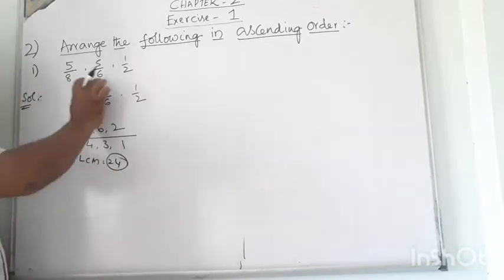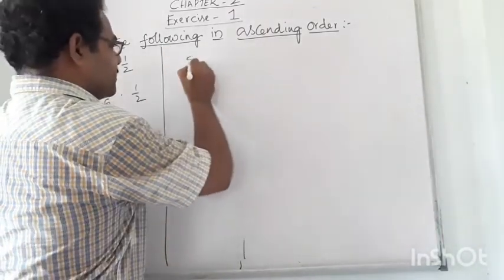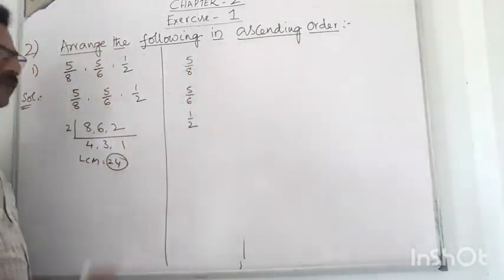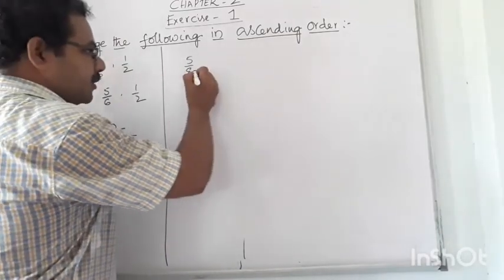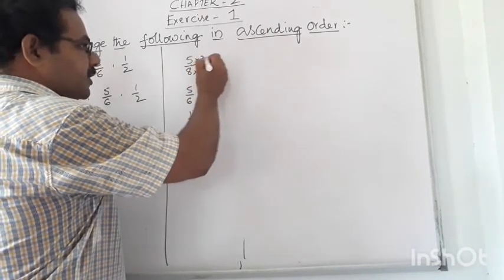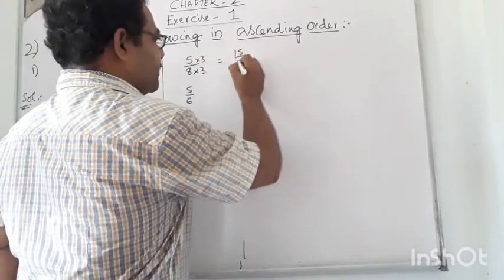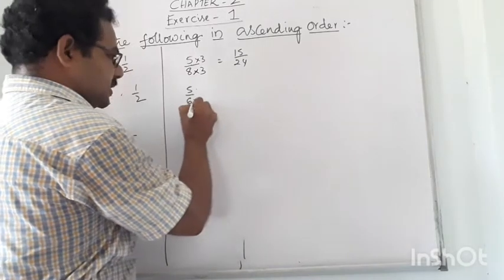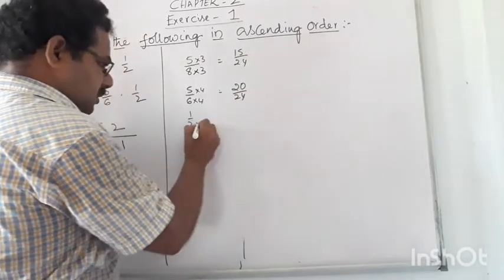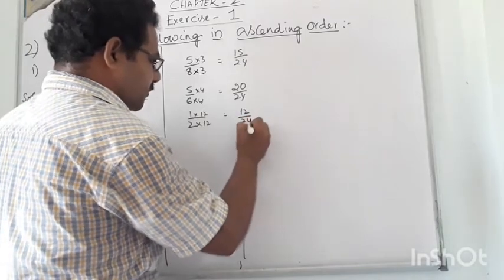So all the denominators should be 24. Now we take these fractions 5 by 8, 5 by 6, 1 by 2, each individual fraction. All the denominators should be 24. For denominator 24, here 8 is multiplied by 3 to get 24. So at the same time we have to multiply 5 also by 3. 5 threes are 15 by 8 threes are 24. And the second one, 6 fours are 24, 5 fours are 20, means 20 by 24. 2 twelves are 24, 1 twelve is 12. This is equal to 12 by 24.